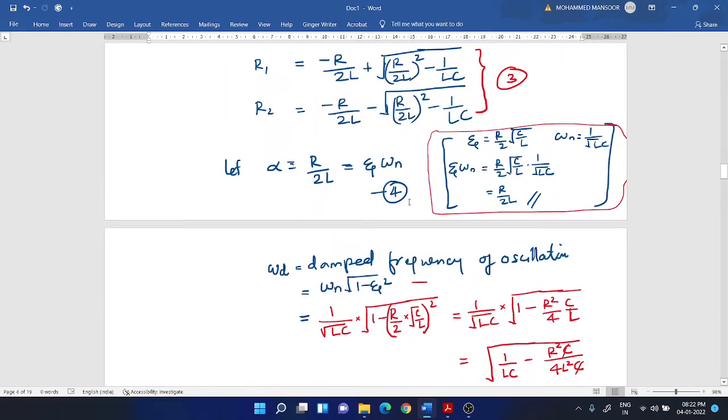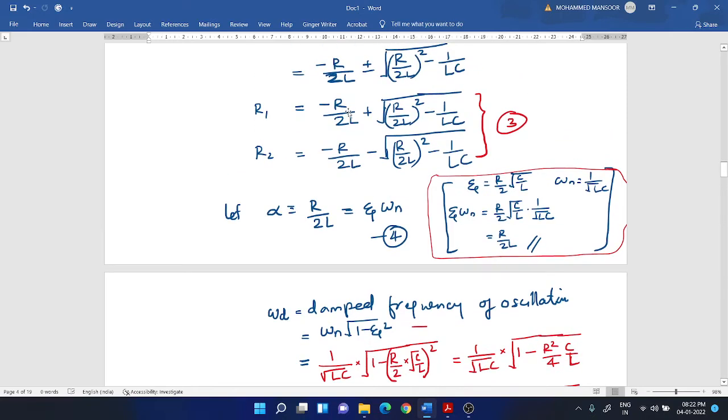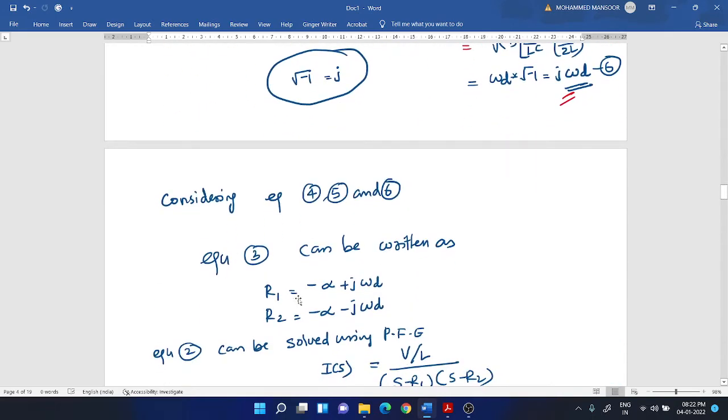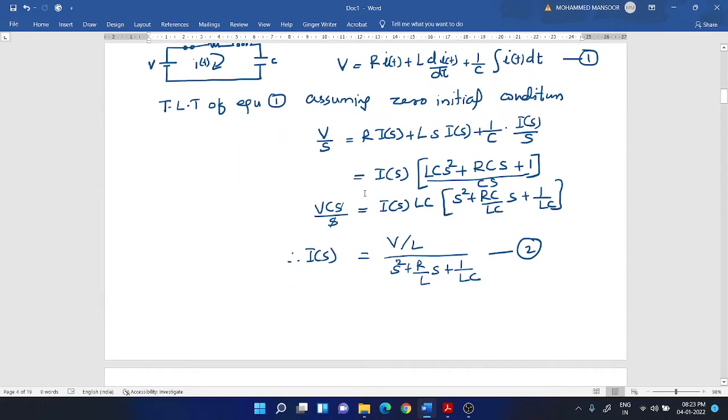Now considering equation number 4, that is alpha, this part can be represented as alpha, and this part we can represent by j omega d. Clear? Now the roots can be represented in terms of alpha and omega d like this. R1 is equal to minus alpha plus j omega d, and R2 is equal to minus alpha minus j omega d. Please remember, alpha is equal to zeta omega n, and omega d is equal to omega n into root of 1 minus zeta square.